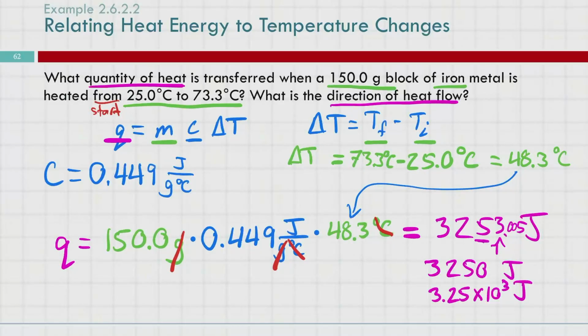And then the direction of heat flow. Is this endothermic or exothermic with respect to the block of iron? Is heat going into or out of the iron? Into. Heat is going in. There's two ways that we know that it's going in. The first way that we know is the temperature went up. We must have added heat to bring the temperature up. The other way that we know is that our joules is positive, which is related to the temperature going up.